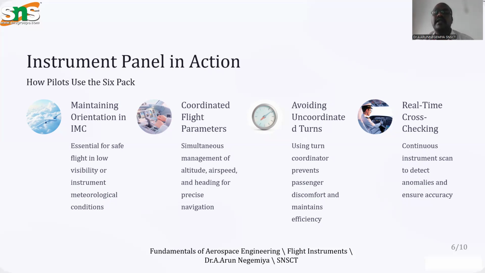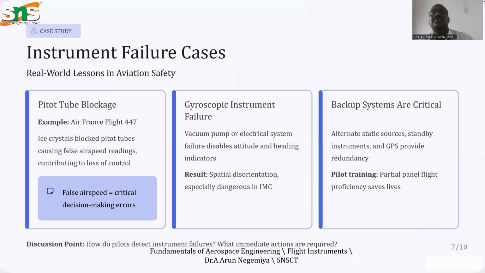Next one is avoiding uncoordinated turns. We turn the aircraft in coordinated directions only. For example, if the aircraft moves in the right direction, you should turn the aircraft right, and if you are not able to turn it, an accident will definitely happen. Next one is real-time checking. All the parameters can be checked in person.